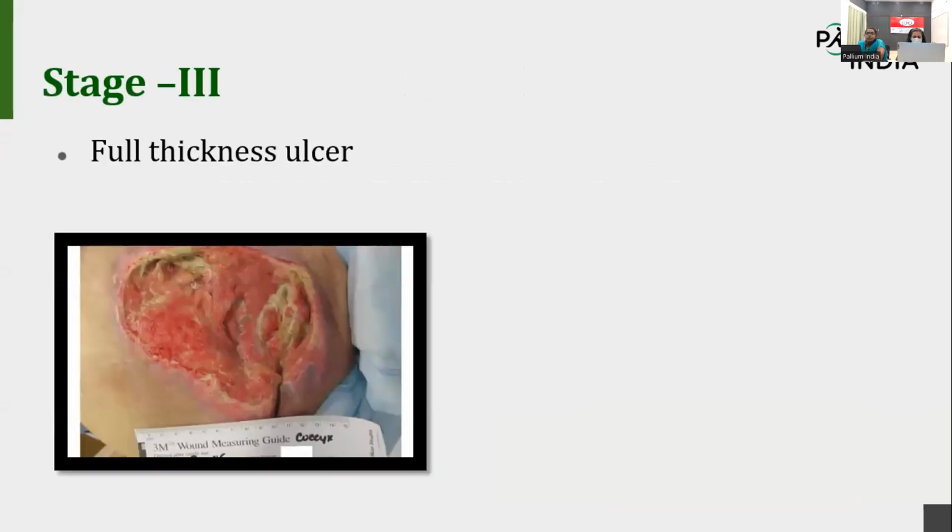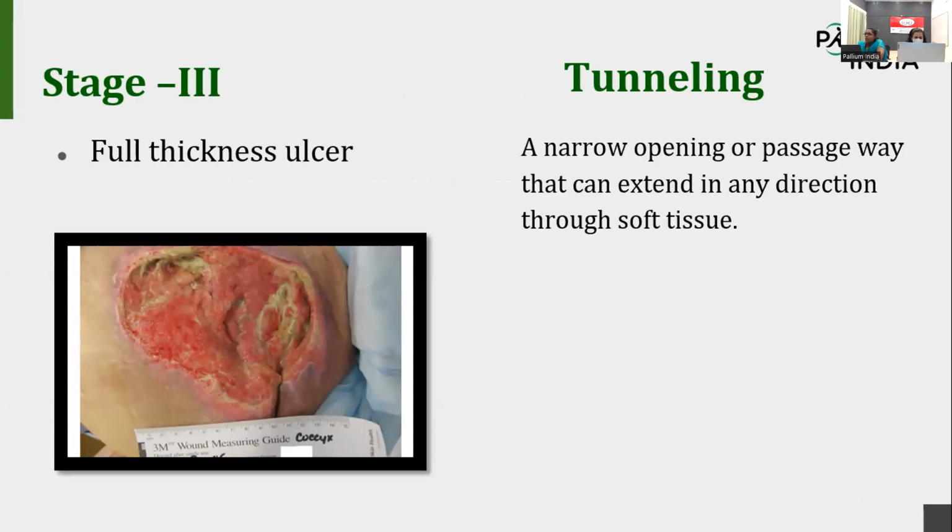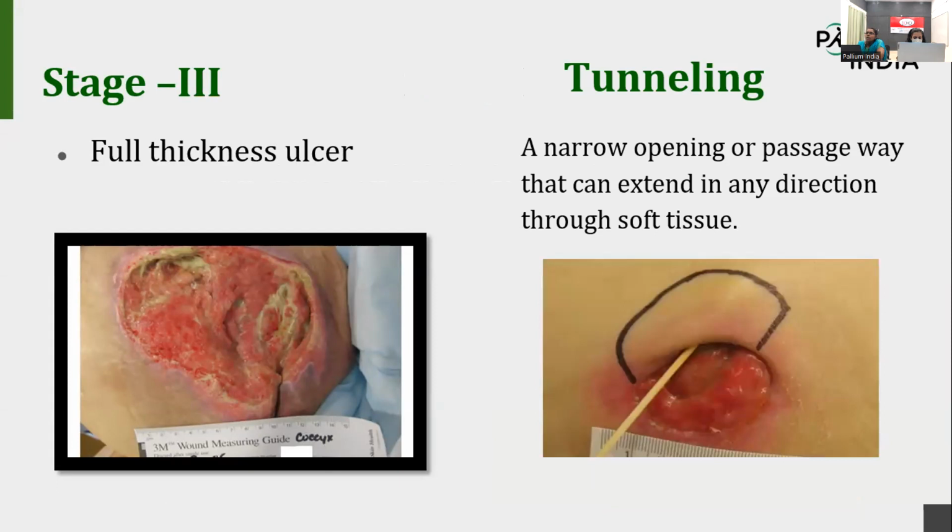And coming to the third stage, full thickness ulcer. The whole subcutaneous layer will be affected. Sometimes tunneling will be there. Tunneling is a narrow opening or passageway that can extend in any direction through the soft tissue. When you assess the wound, you have to check whether the wound has any tunneling or not. If there is tunneling, you have to give special attention to that area. Otherwise, that wound won't heal properly.